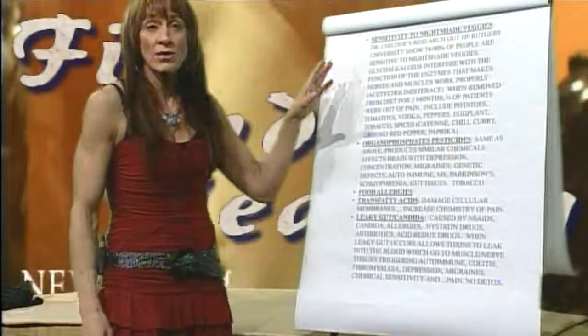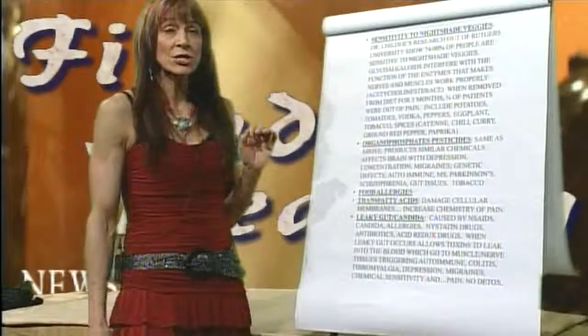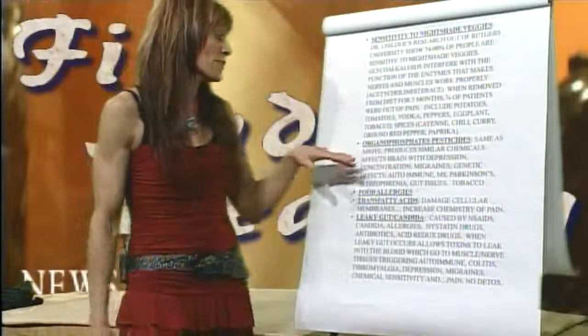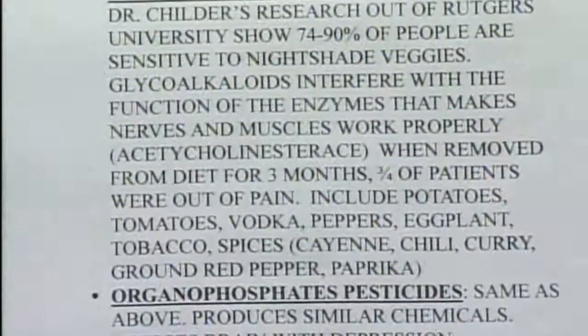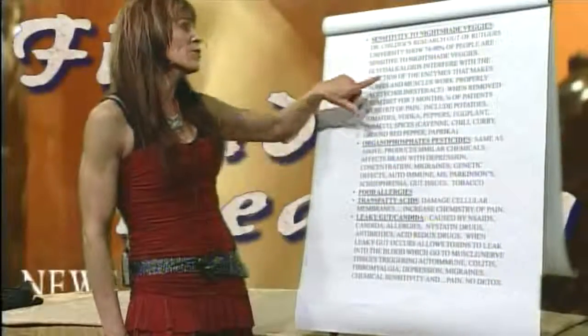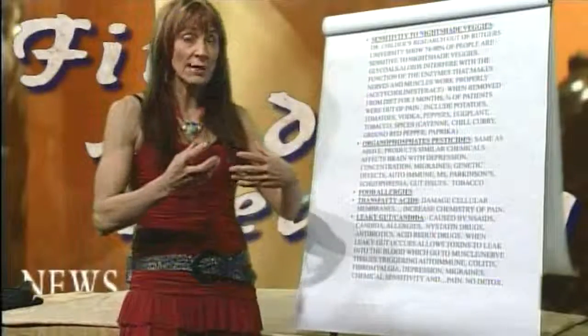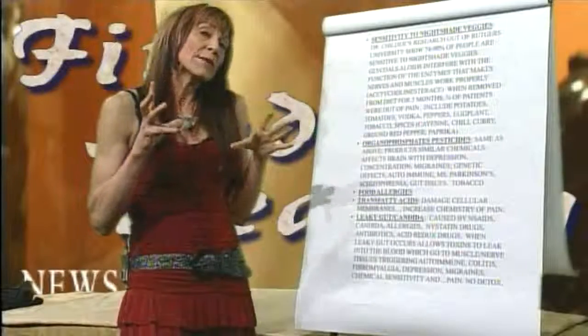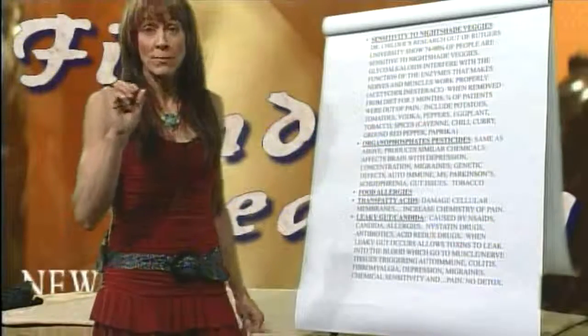If you have chronic pain, experiment around. This is something your doctor can't do for you. Find out whether you're sensitive to nightshade veggies just by eliminating them out of your diet. Organophosphate pesticides, they kind of duplicate what they do. They have something called glycoalkaloids that interfere with the function of enzymes that make nerves and muscles function properly. So when you block these enzymes, your nerves and muscles can't function properly.